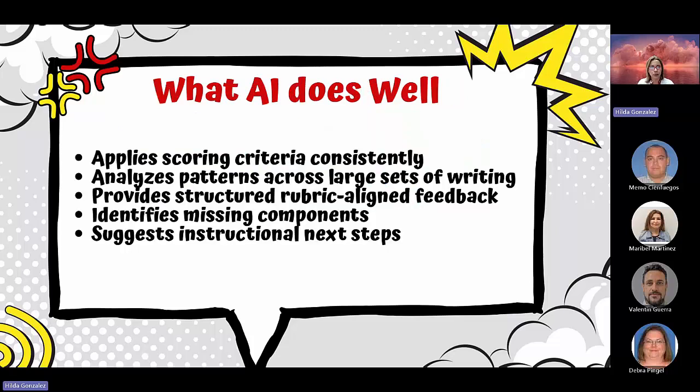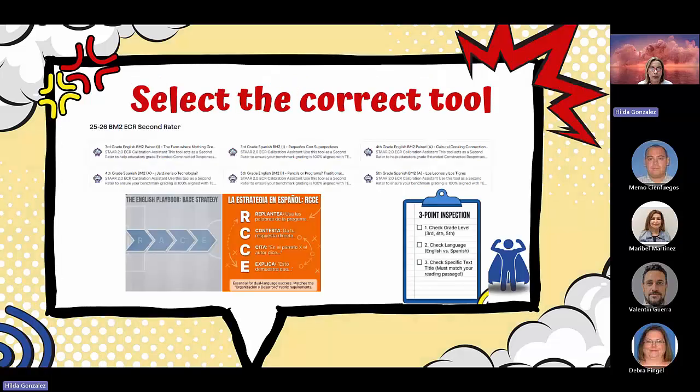So what does AI do well? AI applies scoring criteria consistently. It analyzes patterns across large sets of writing, provides structured rubric-aligned feedback, identifies missing components, and suggests instructional next steps. We're going to get to see all of that once we go into the AI itself, so that way we can see how this really works.